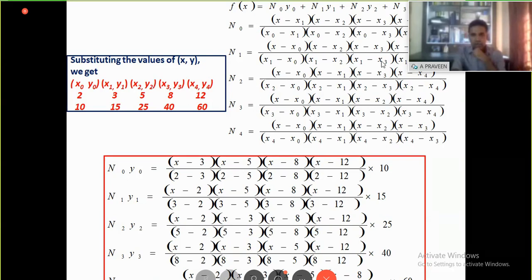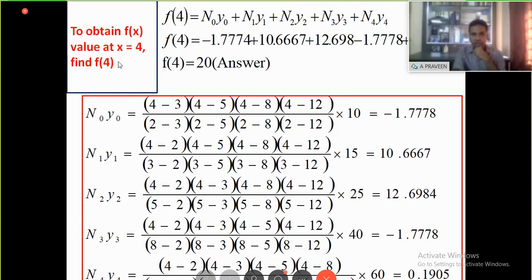In this general polynomial, all these coefficient values were substituted. You saw that on the previous slide and in this slide. So we are now going to operate on this polynomial to get the value at x equal to 4. The value at x equal to 4 is f4.